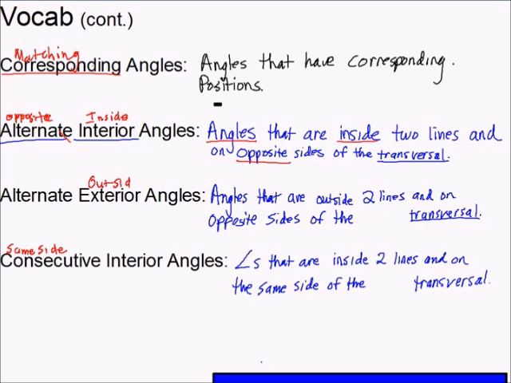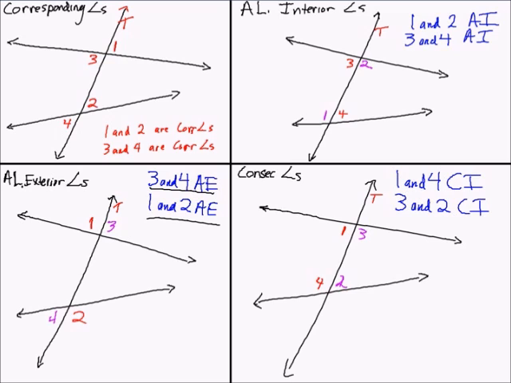Let's go ahead and get some pictures. Corresponding angles: 1 and 2 are in the same position. This one is on top of this line and on the right side of the transversal. This is on top of this line and on the right side. So 1 and 2 are corresponding angles. 3 and 4 are at the bottom and to the left of the transversal. So 3 and 4 are corresponding angles. They have matching positions.